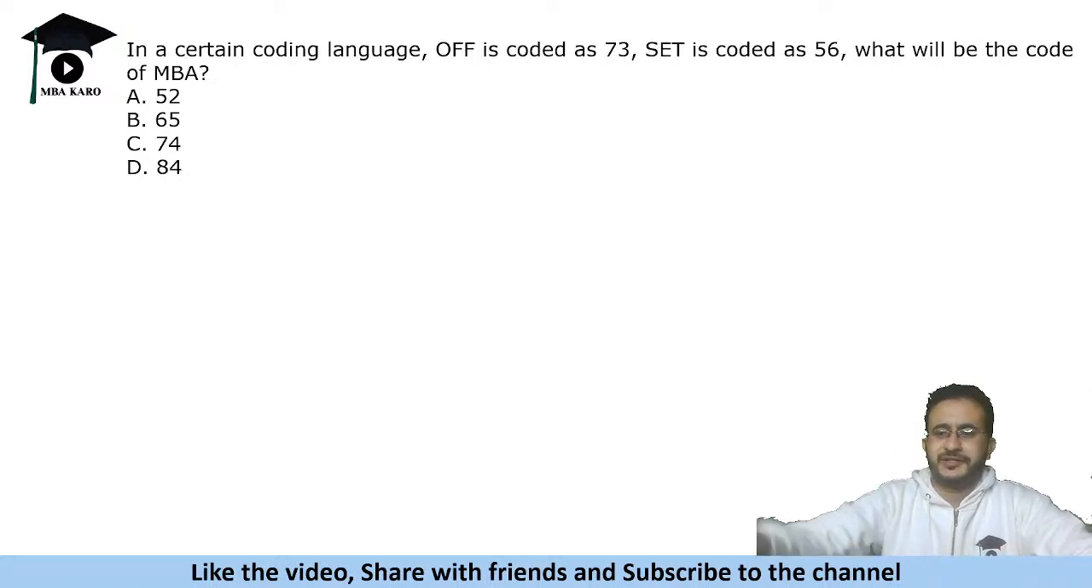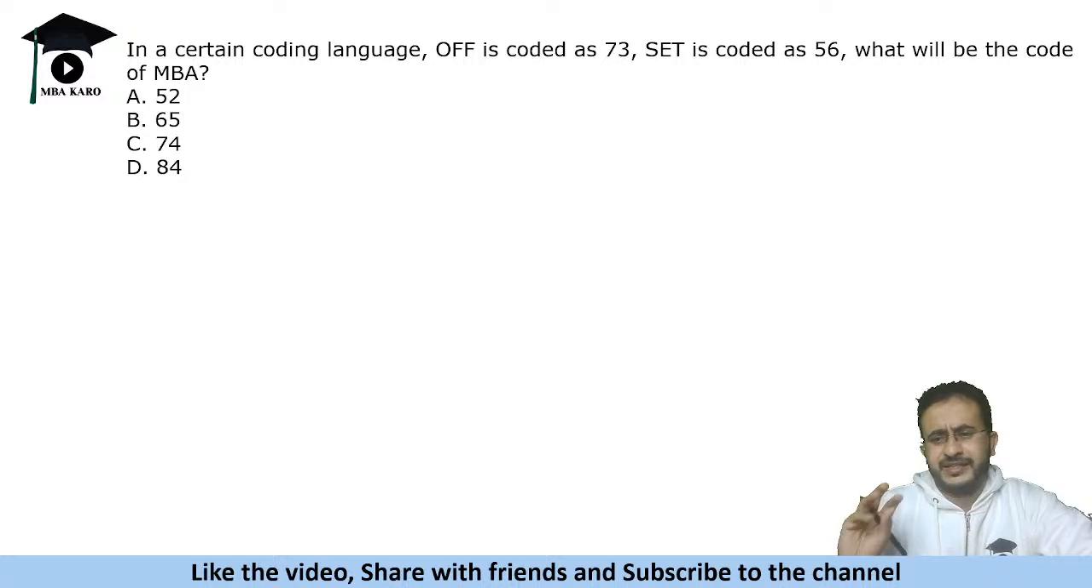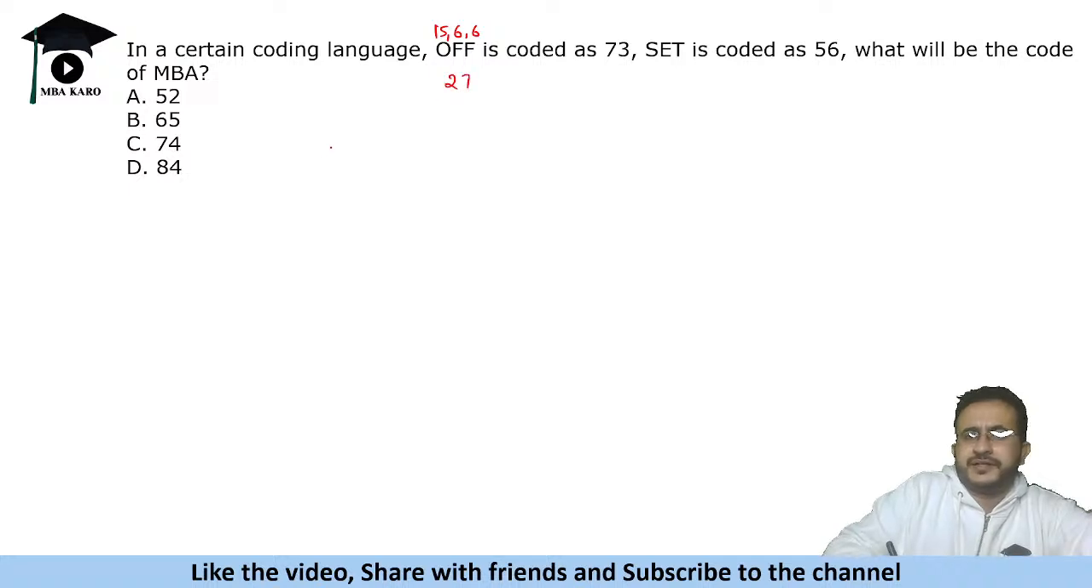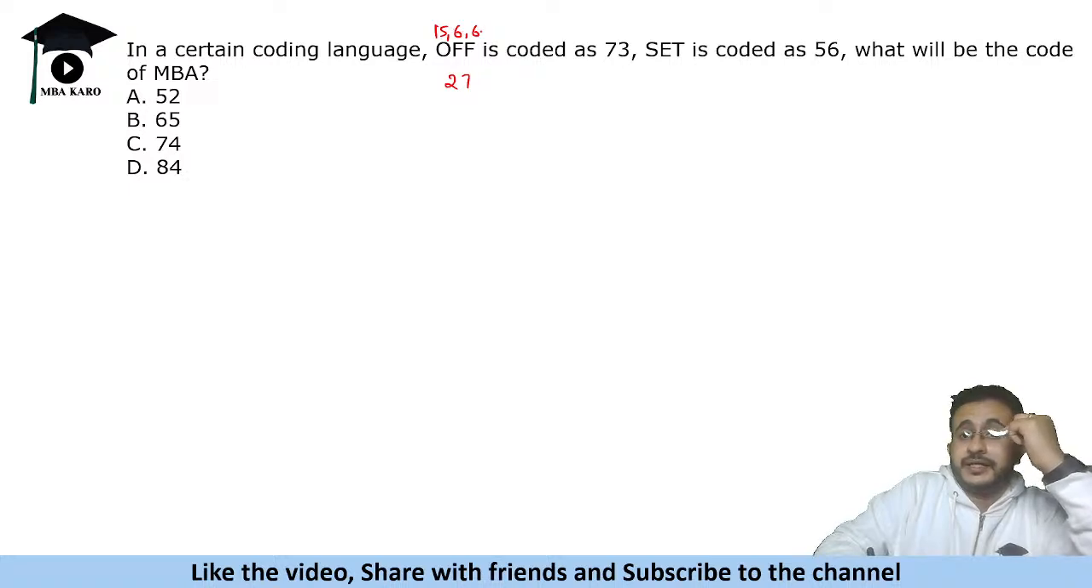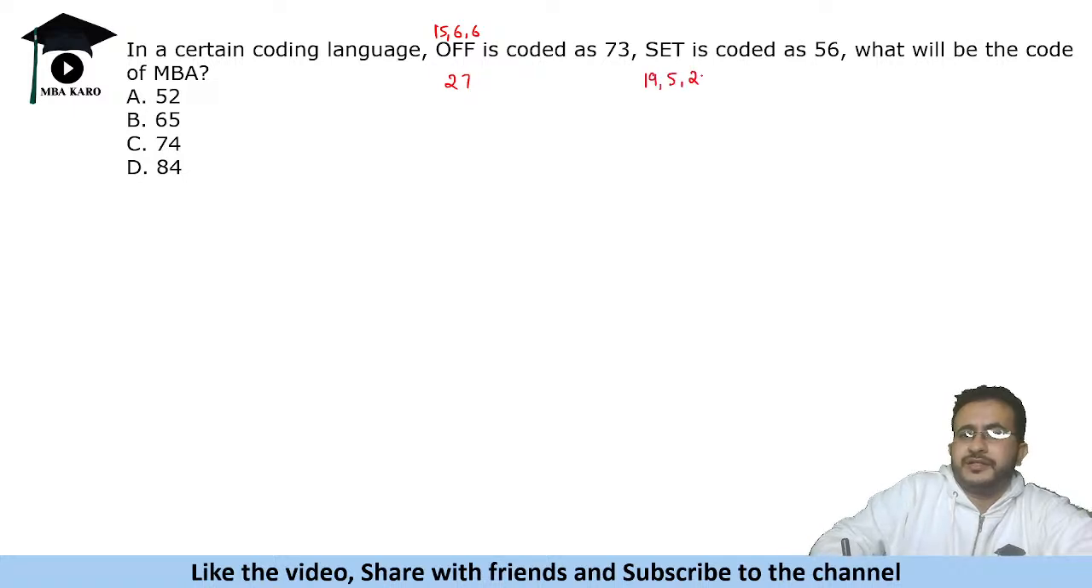So no one is getting the answer to this. Okay, let's see. First of all, whenever you get a question on coding, think of the numerical positions of letters. Okay, so O is 15, F is 6, and F is 6, right? So if we add, we get 27, right? Or multiplication, think of something like 15 into 6, 90, not getting somewhere near 73. SET, let us do this also: 19 and 5 and 20. Okay, so what do we get? 24 and 20, 44.